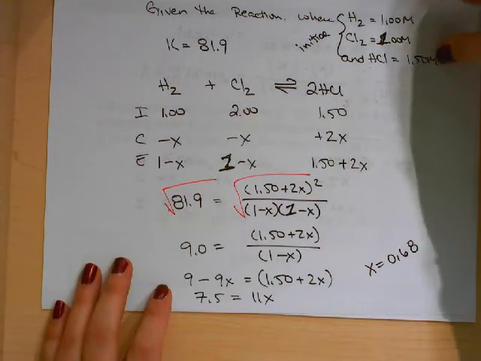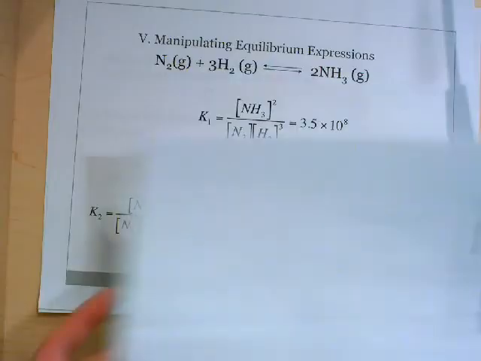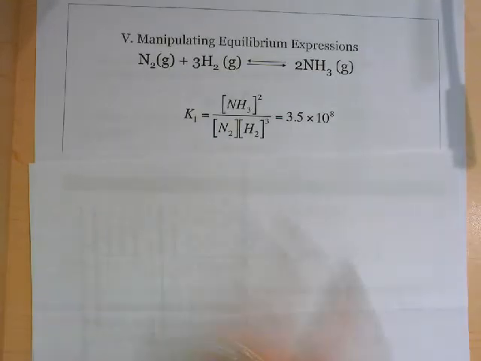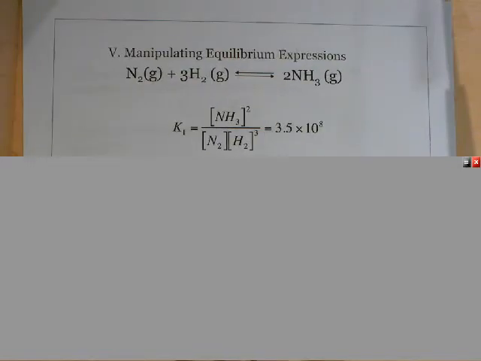Alright, in that case, let's talk about the last thing in Chapter 14. Which, okay, this looks overwhelming. It's not really overwhelming. Look at one thing at a time. Where's my little thing? Alright, so manipulating equilibrium constants, or equilibrium expressions.